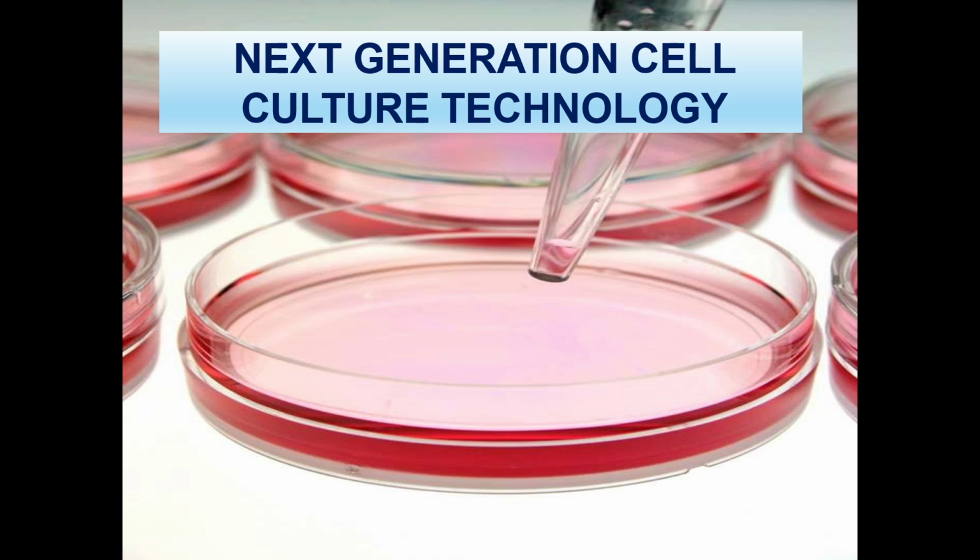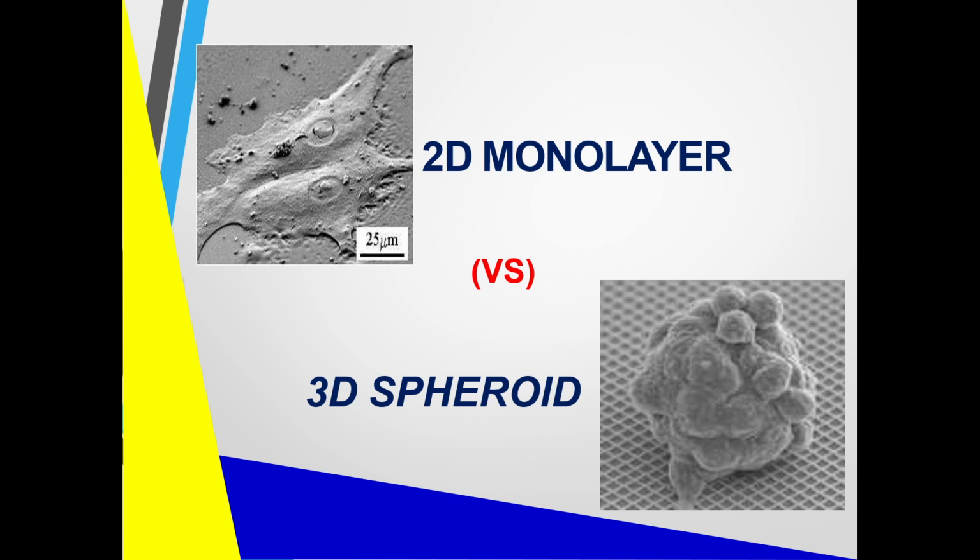Now let's talk about the next generation cell culture technology. So what are the technologies that have been developed in the field of cell culture? In cell culture, we have 2D monolayer versus the 3D spheroid. It means the cells are grown in just two dimensions, and then cells can also be grown in a three-dimensional shape.